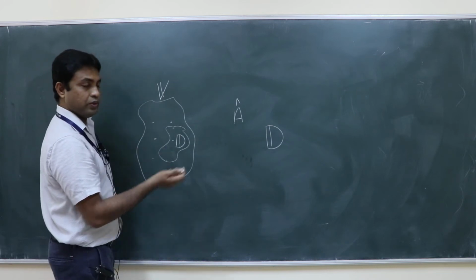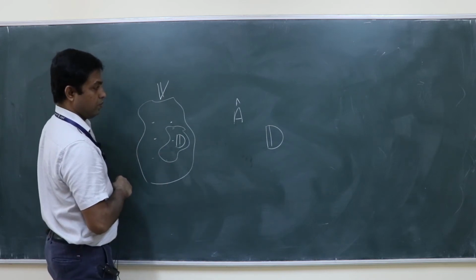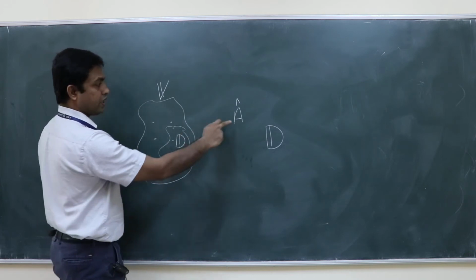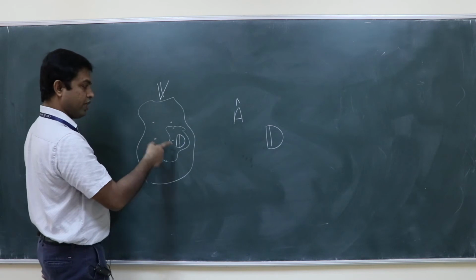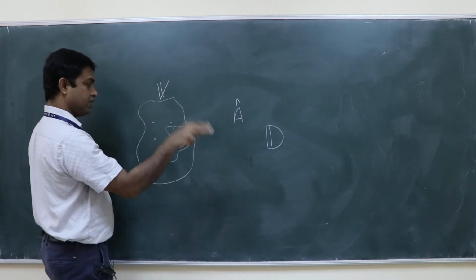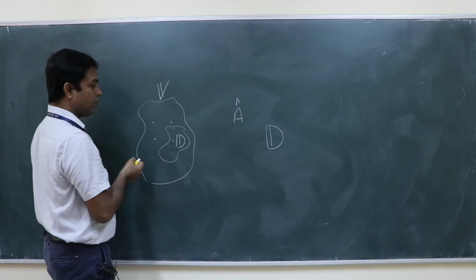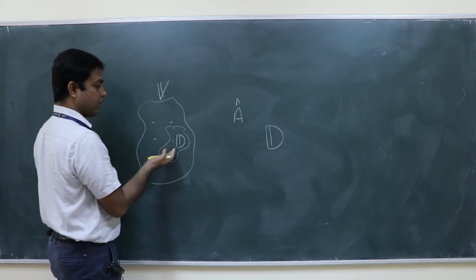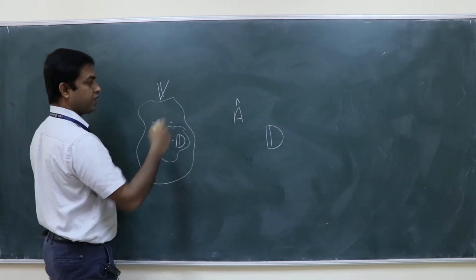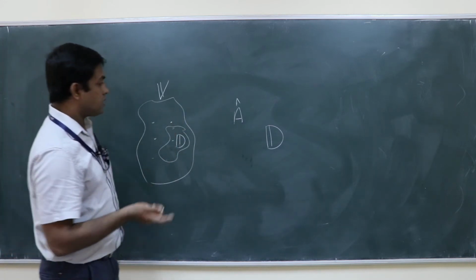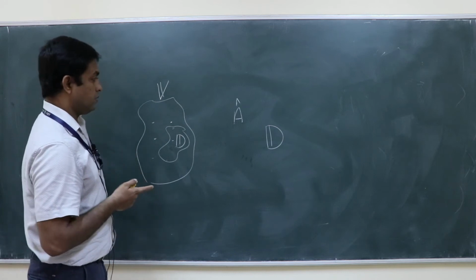People use different ways to say this. So is that clear? When will you say that operator A is dense? You take the domain. There are certain vectors. You take any vector in the vector space. If in the small neighborhood you find one vector which belongs to D, then we say that A is dense.